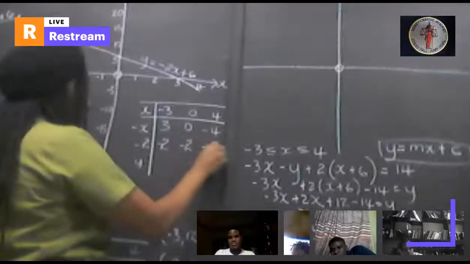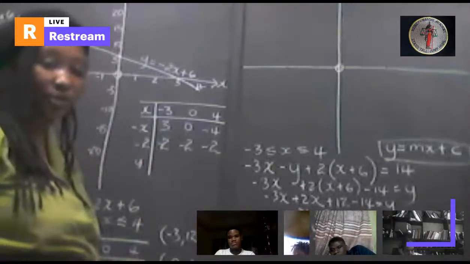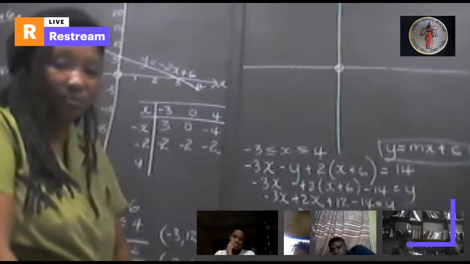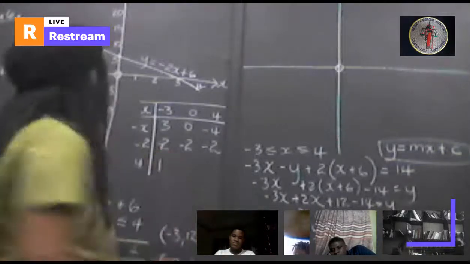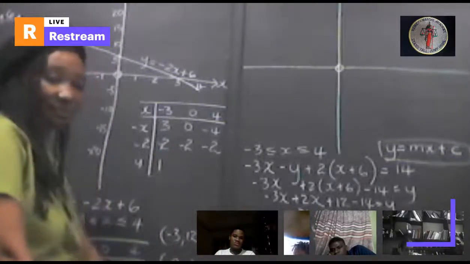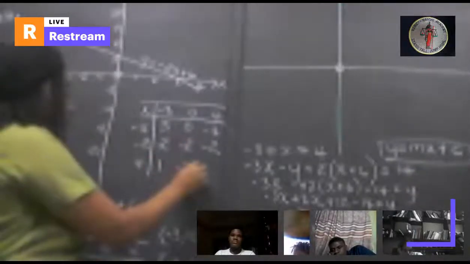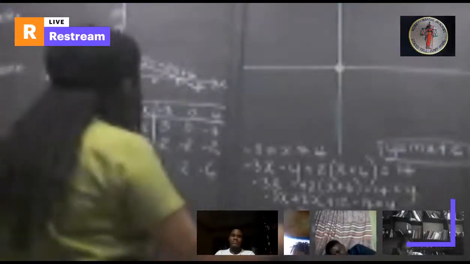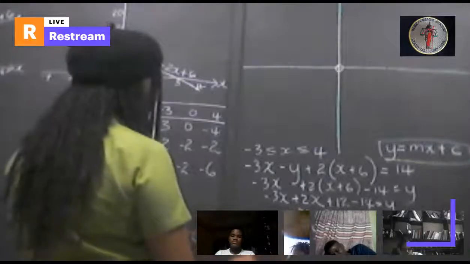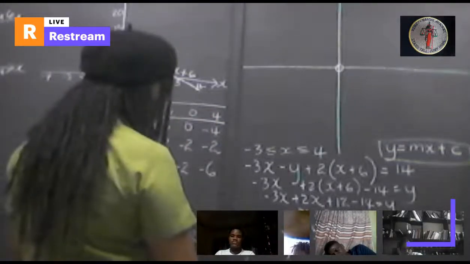So 3 minus 2 gives 1. 0 minus 2 gives negative 2, and negative 4 minus 2 is negative 6. So our coordinate pairs will be negative 3 to 1, 0 to negative 2, and 4 to negative 6.